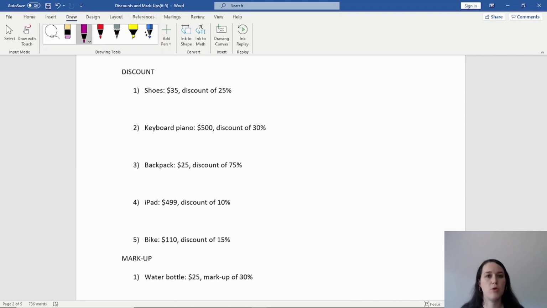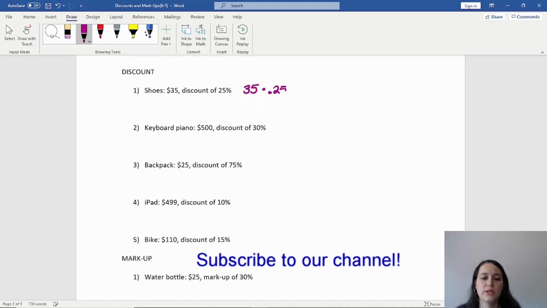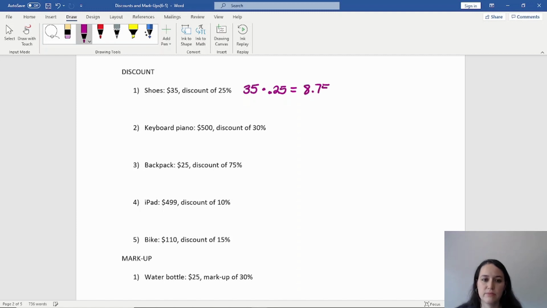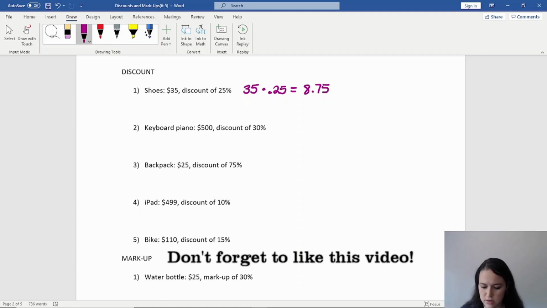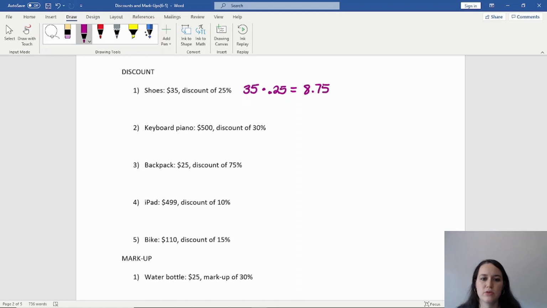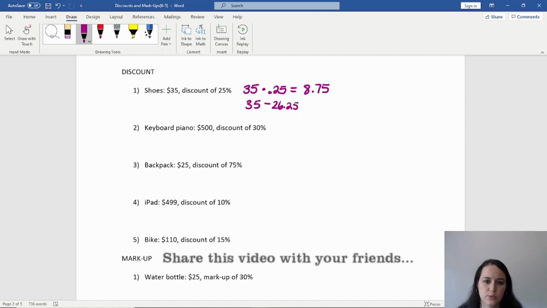Okay, there are multiple ways to solve discount. If you know of another method that works, go for it. I'm just gonna use this method. I've got $35 times 0.25. 35 times 0.25 is going to be $8.75. And then I'm going to subtract that from 35. So 35 minus 8.75, I get 26.25.